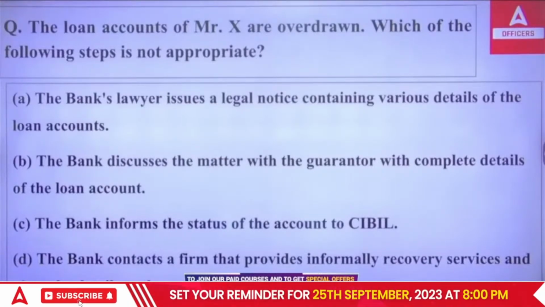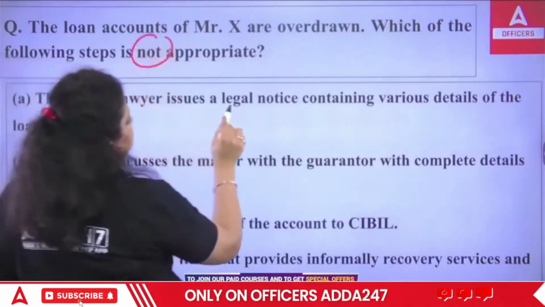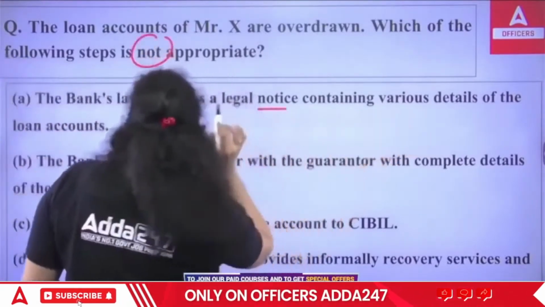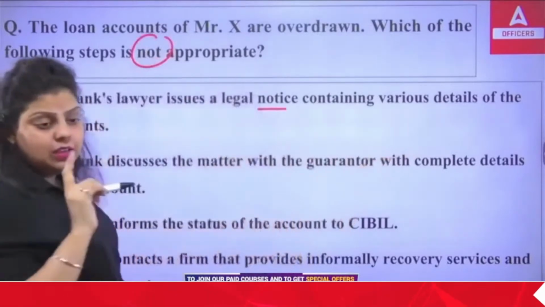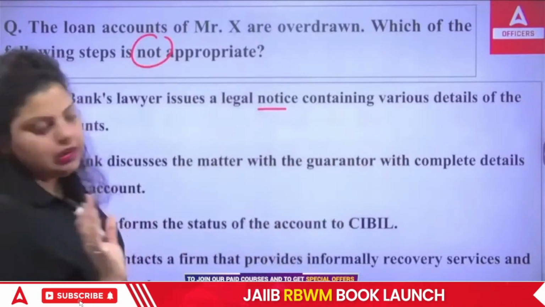Which of the following is correct? So it is not an appropriate step. First, the bank's lawyer issues a legal notice containing various details of a loan account. This is an appropriate step. Now, after seeing the overdrawn limit, you have to issue a legal notice.